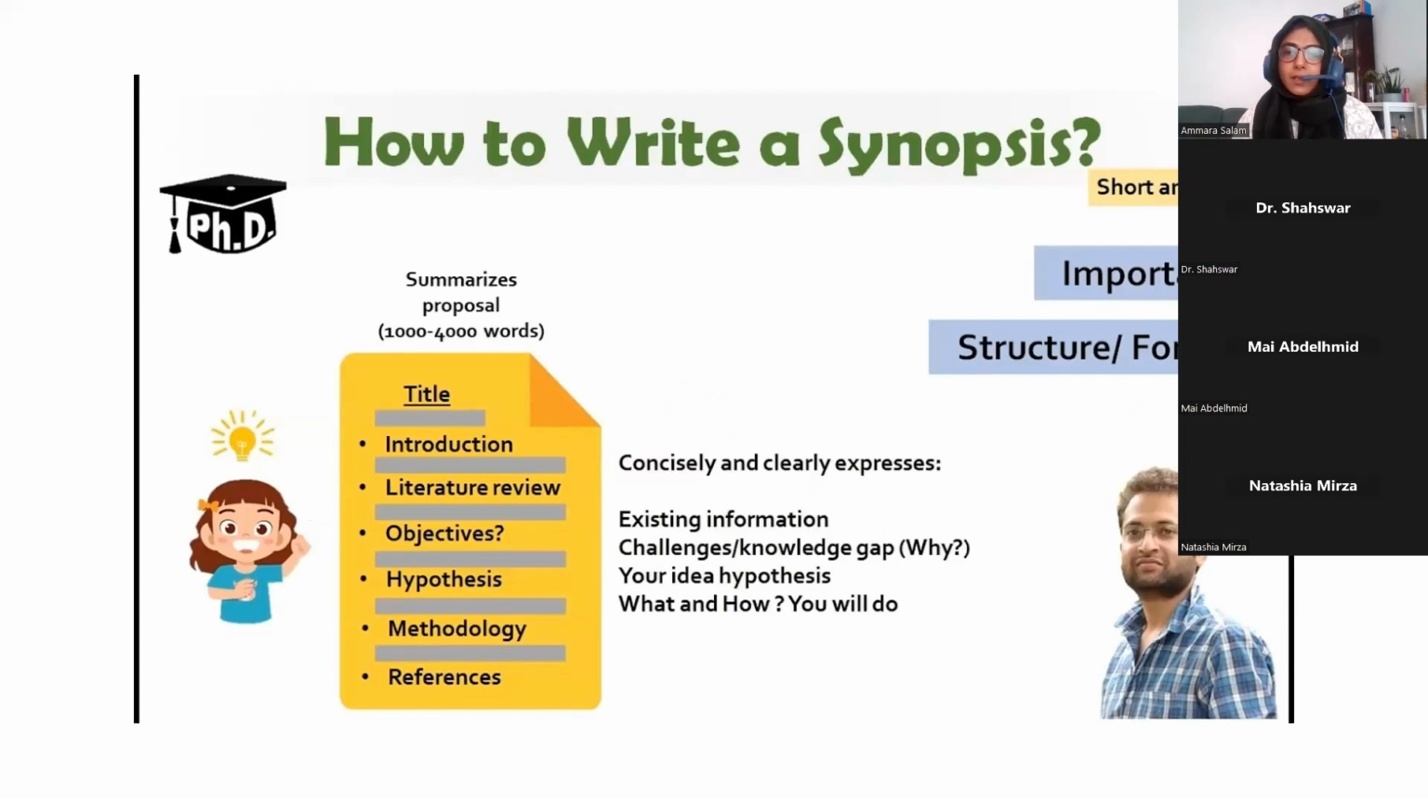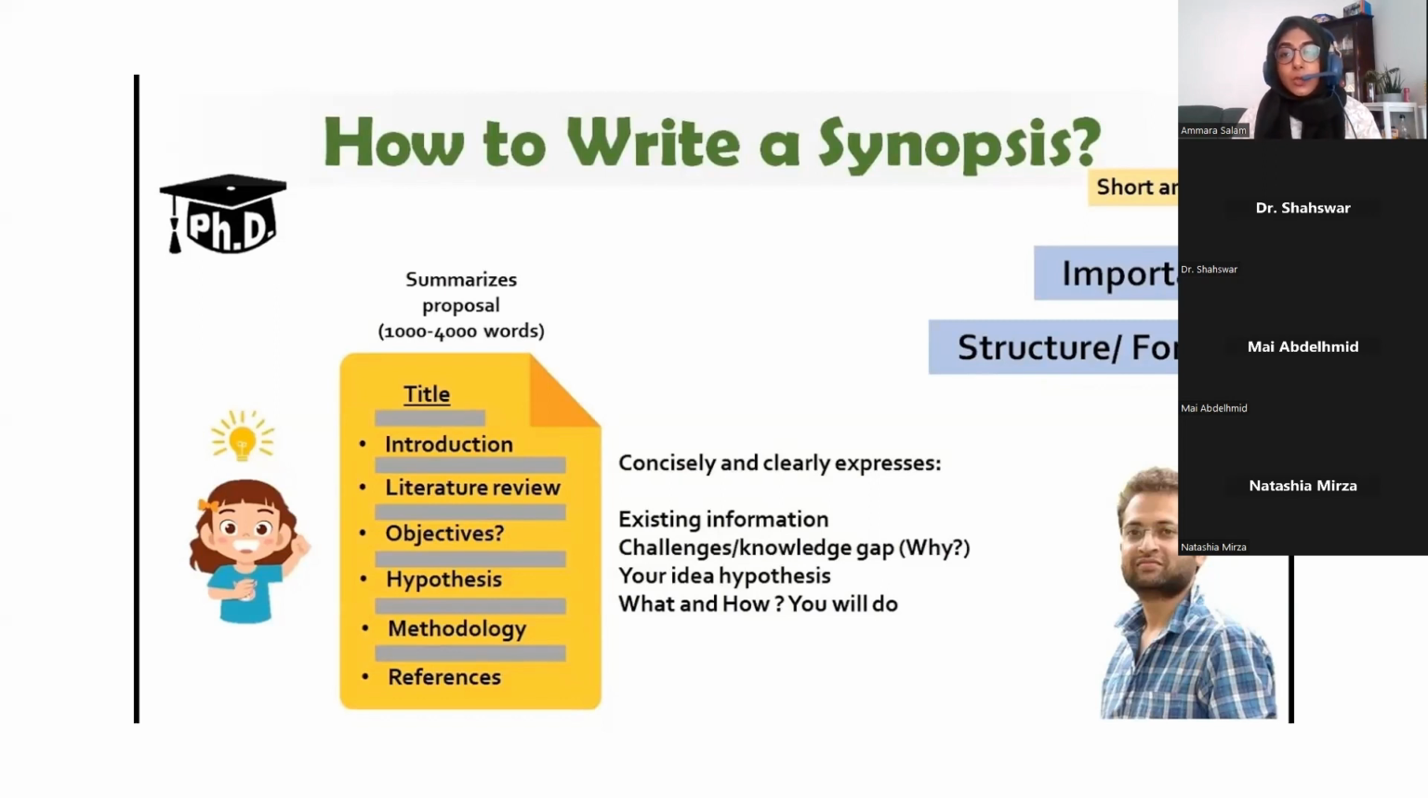You have to make a title, introduction, literature review, objectives, like what exactly you are going to find out, what's your hypothesis, like is this true, the null hypothesis, and all those things. Methodology: in methodology you have to answer a few questions. What is going to be your sample size? What is going to be your study setting?